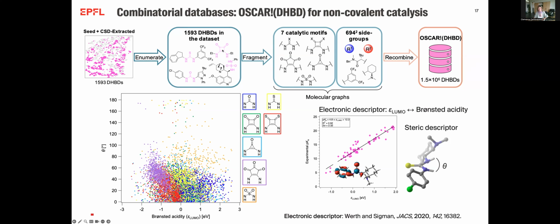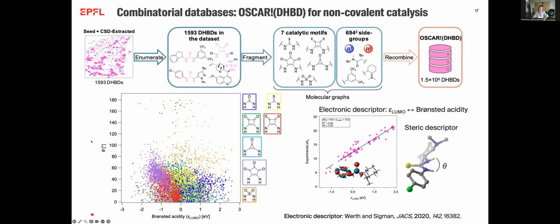Once we had this motif, we identified 7 catalytic motifs and close to 700 substituents on the right and left-hand side. We were able to recombine them. This leads to a combinatorial explosion because we had many more substituents on the right and the left side. So only a subset of about 6,000 were computed with DFT.